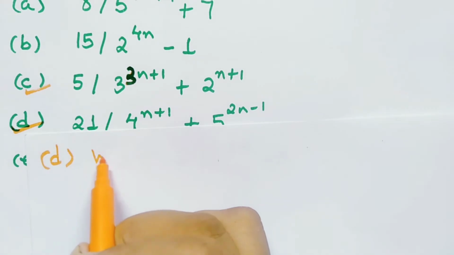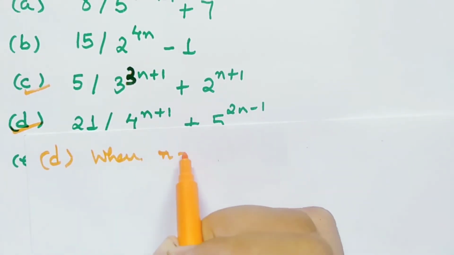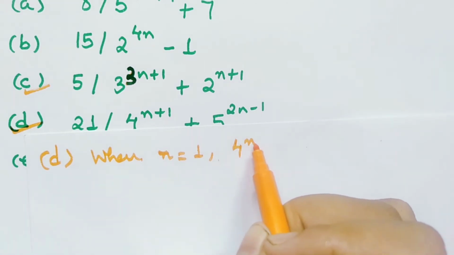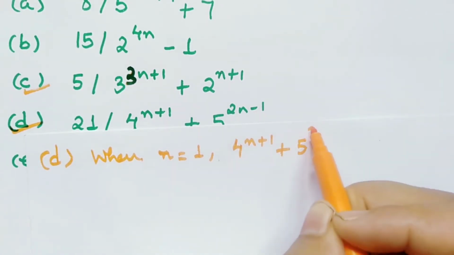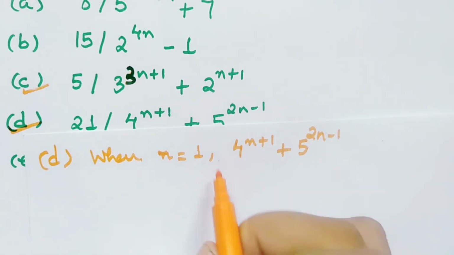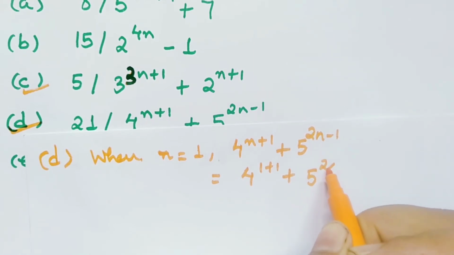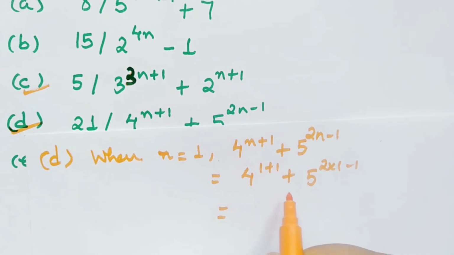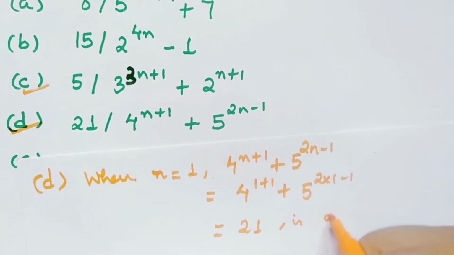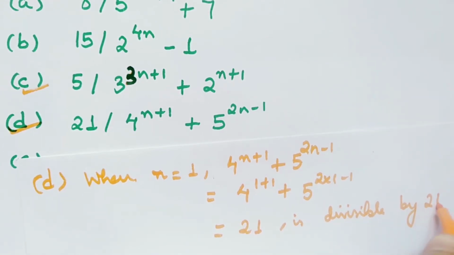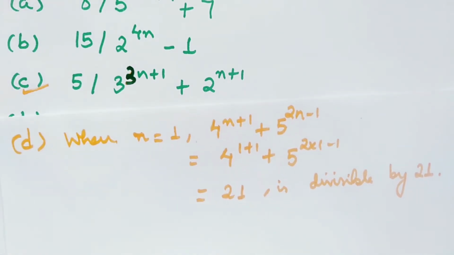Number D. When n is equal to 1, 4 to the power n plus 1 plus 5 to the power 2n minus 1 is equal to 4 to the power 1 plus 1 plus 5 to the power 2 into 1 minus 1, which is equal to 4 squared plus 5, that is 21. Now 21 is divisible by 21, so the result is true for n is equal to 1.